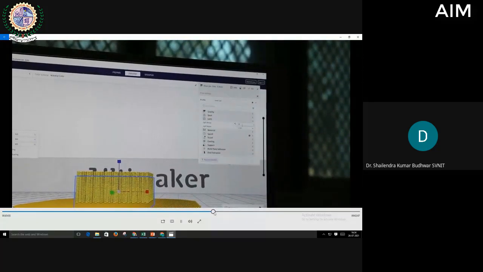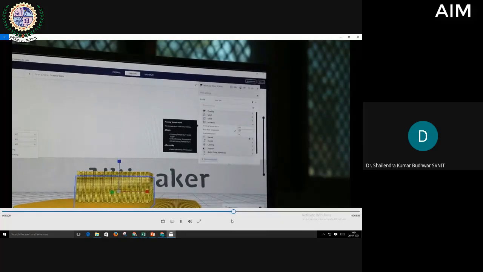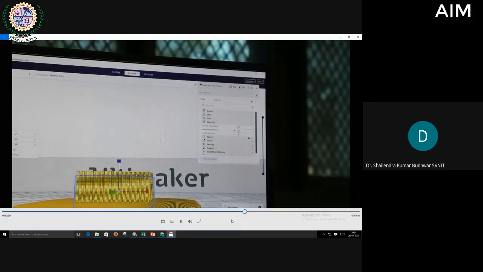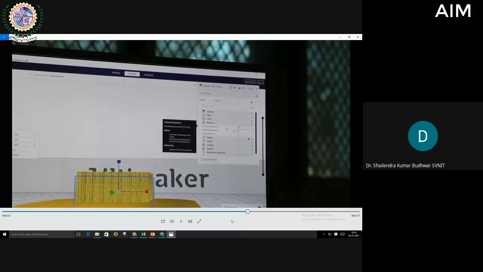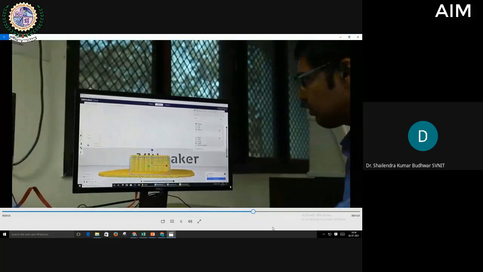Where infill, you can keep 100%, 10%, 3% as per requirement, and there are different options for filling: grid, line, triangles, triagonals. Then material. As per material, you can set temperature for nozzle and bed. So for PLA, you can keep 210 or 200 for nozzle in degree centigrade, and for bed it is 70. For ABS, you can keep 240 nozzle temperature and 100 bed temperature.